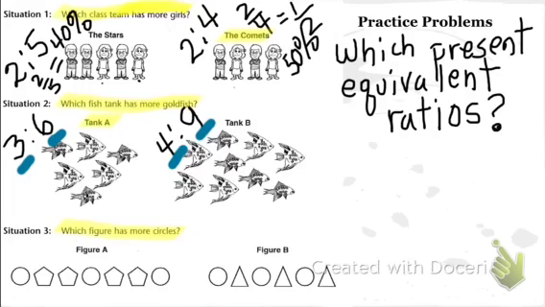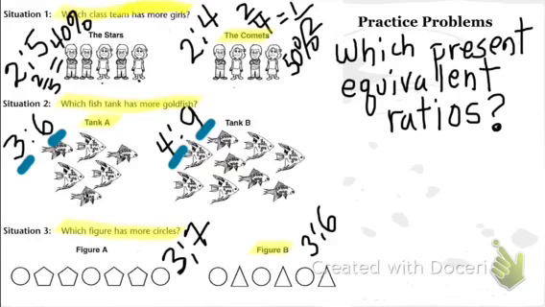Again, the circles are very similar. If you look at it, we have 3 out of 7, and then 3 out of 6. And as you can see, 3 to 6 is going to be more.